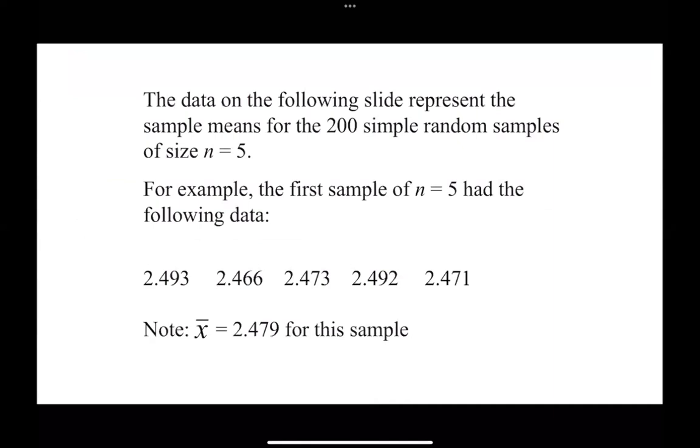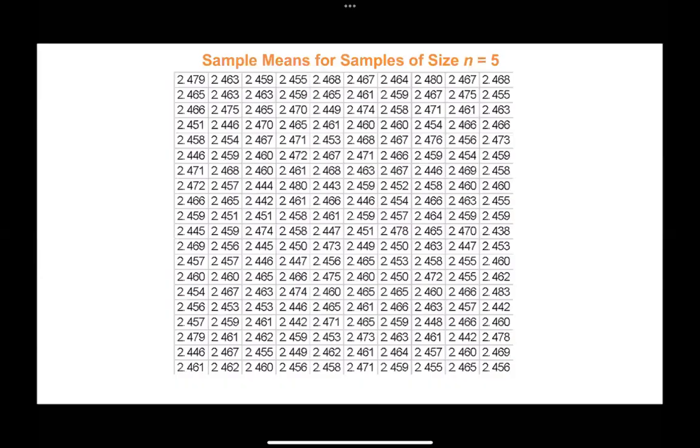My samples are going to be on the next slide. I took 200 simple random samples of size n equals 5. So this is the 5 pennies that I chose, and I weighed each of those 5 pennies. This is just one sample, and then I found the mean of that sample. So I did this 200 times. 200 times, I randomly selected 5 pennies and found the average of their weight. Here it is. This is the average weight of 200 different samples of size 5.